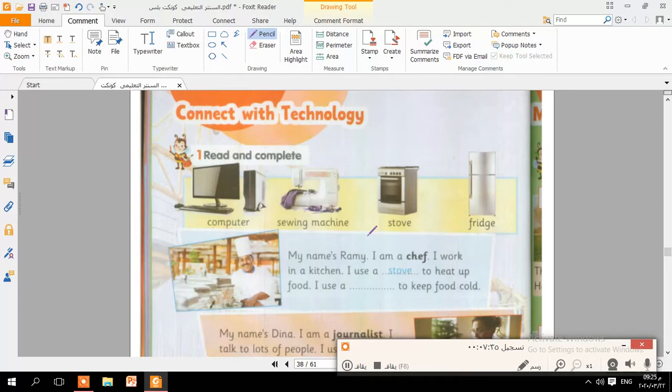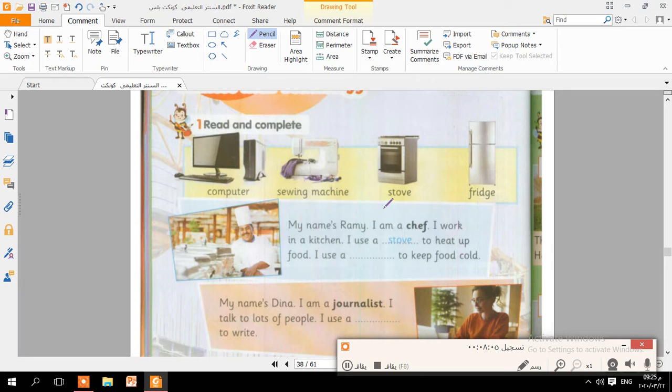Okay, please write the date again on page 28. Read and complete. What can you see? I can see a computer, a sewing machine, a stove, a fridge.